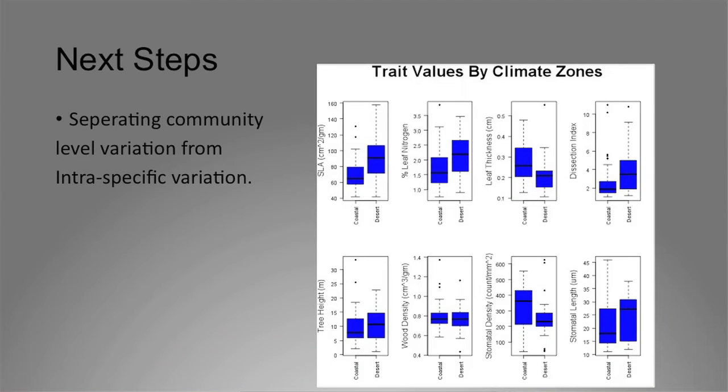But what could also be happening here is I need to start separating out the community level arrangements. Is specific leaf area actually increasing, or are we just not seeing certain species like Quercus agrifolia, which has a very small SLA, in the desert, and more high SLA species in the desert? Or are we actually seeing more variation within species to have a higher SLA when exposed to that extreme aridity? So I need to start separating those out.